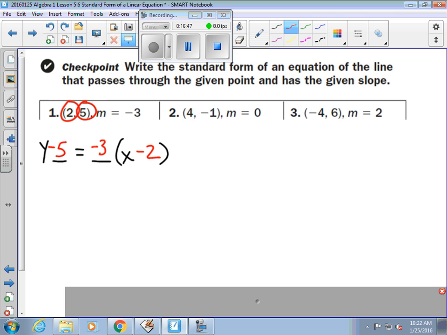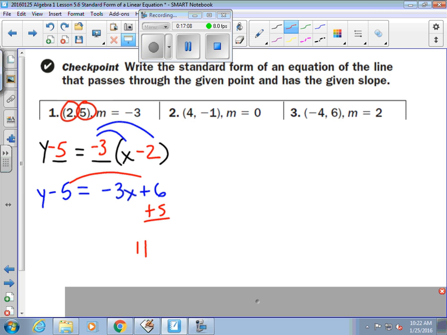Undo that to make standard form by distributing. This times this is -3x. This times this is +6, is equal to y minus 5. If we were making slope-intercept form, we would simply move over the -5 by adding it. We're not. Move the -5 over by adding it, and you do it here. It's 11 on this side, and bring the -3x over. It becomes +3x plus y equals 11. Standard form.